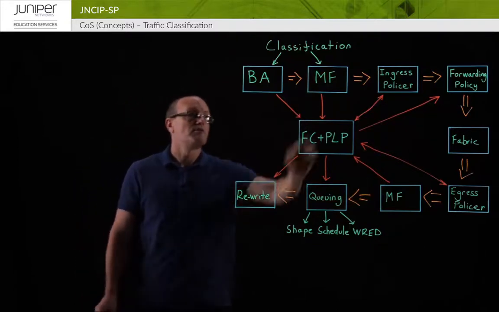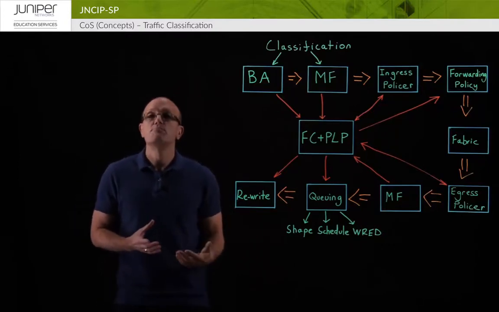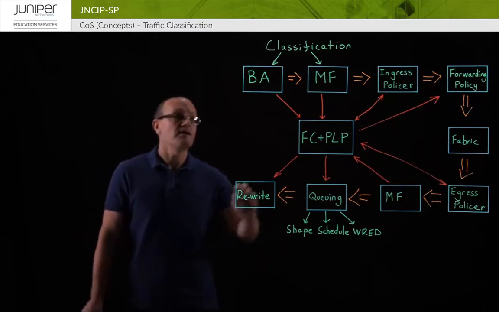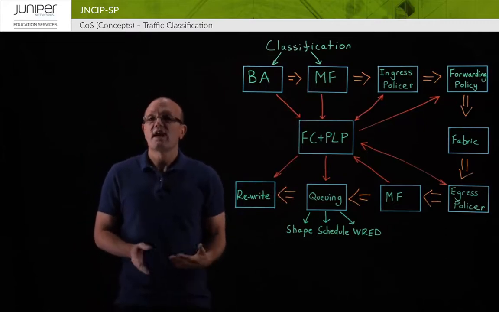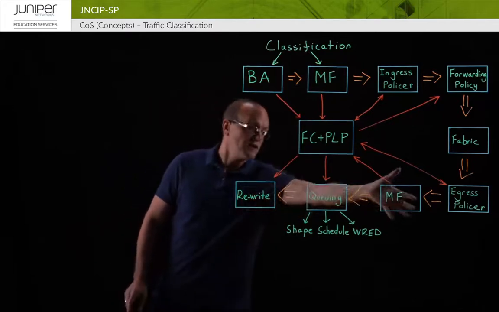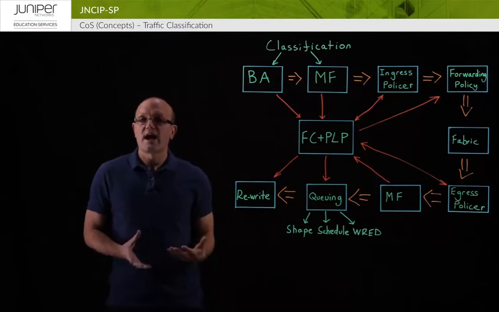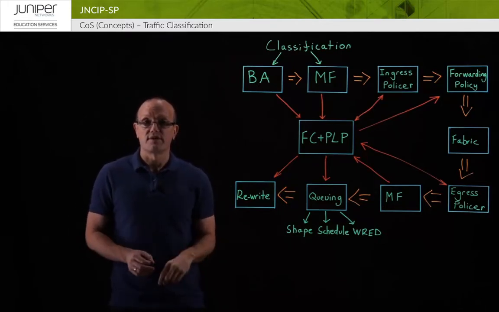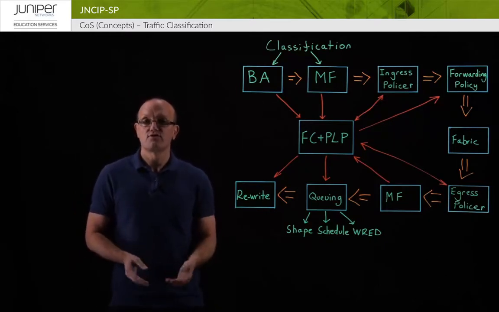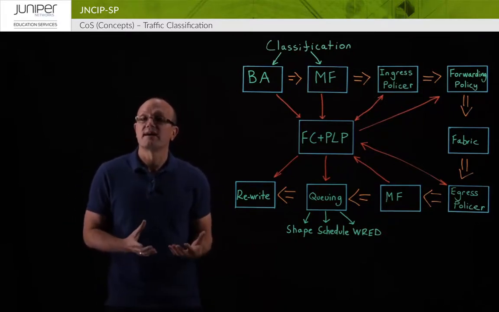So let's start off with multi-field classification. As the name would suggest, it means that we can look in more than one field to identify traffic. And we apply multi-field classification using a firewall filter that's applied either on ingress interface or egress interface. And we can use any of the from actions that we would typically find in a firewall filter. So we can essentially use any header within the layer 3 portion or the layer 4 portion of a packet to identify what type of traffic this packet is going to belong to.